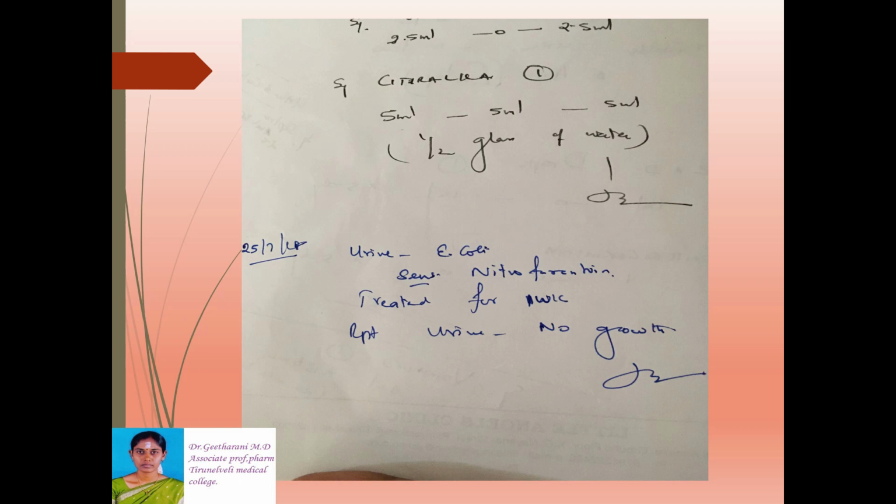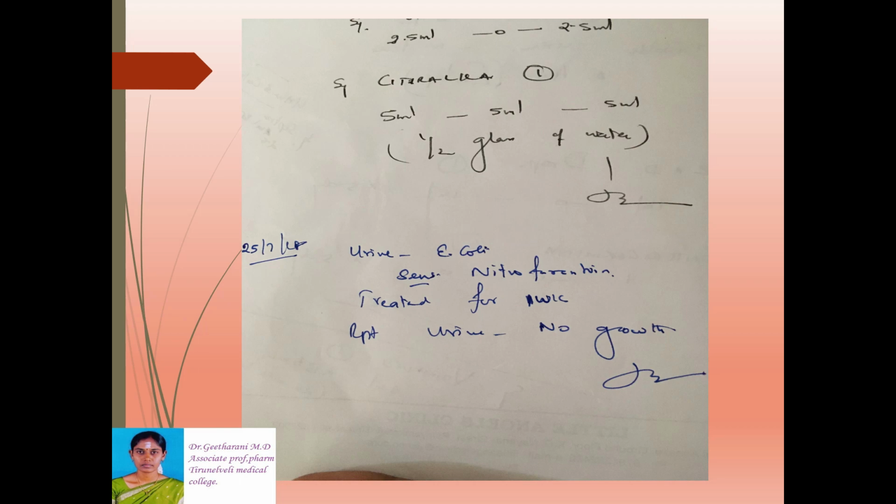So the dose is 100 mg TDS for adults, and in children it is 5 to 7 mg per kg per day. So the baby weight was around 10 kg. So she was advised to take 50 mg per day. Nitrofurantoin is available as both 50 and 100 milligram tablet strengths. So she was advised to take 50 milligram per day only.